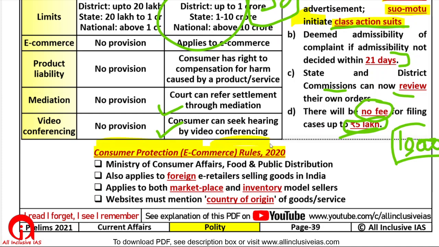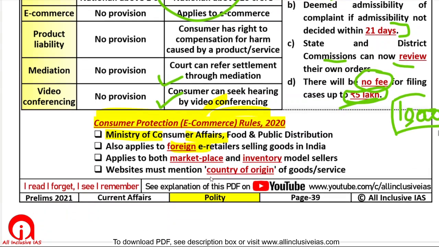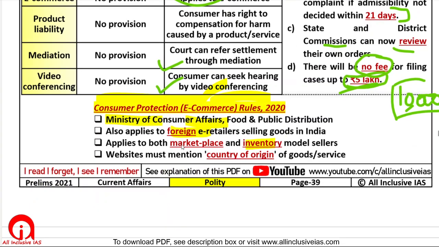Consumer Protection E-commerce Rules. Who issued these e-commerce rules? It is the Ministry of Consumer Affairs. UPSC can say that the Ministry of Information and Technology has issued this, so be careful. It also applies to any foreign company. If you have purchased things from any foreign company which is selling in India, that is also covered. It applies to both marketplace and inventory model systems.